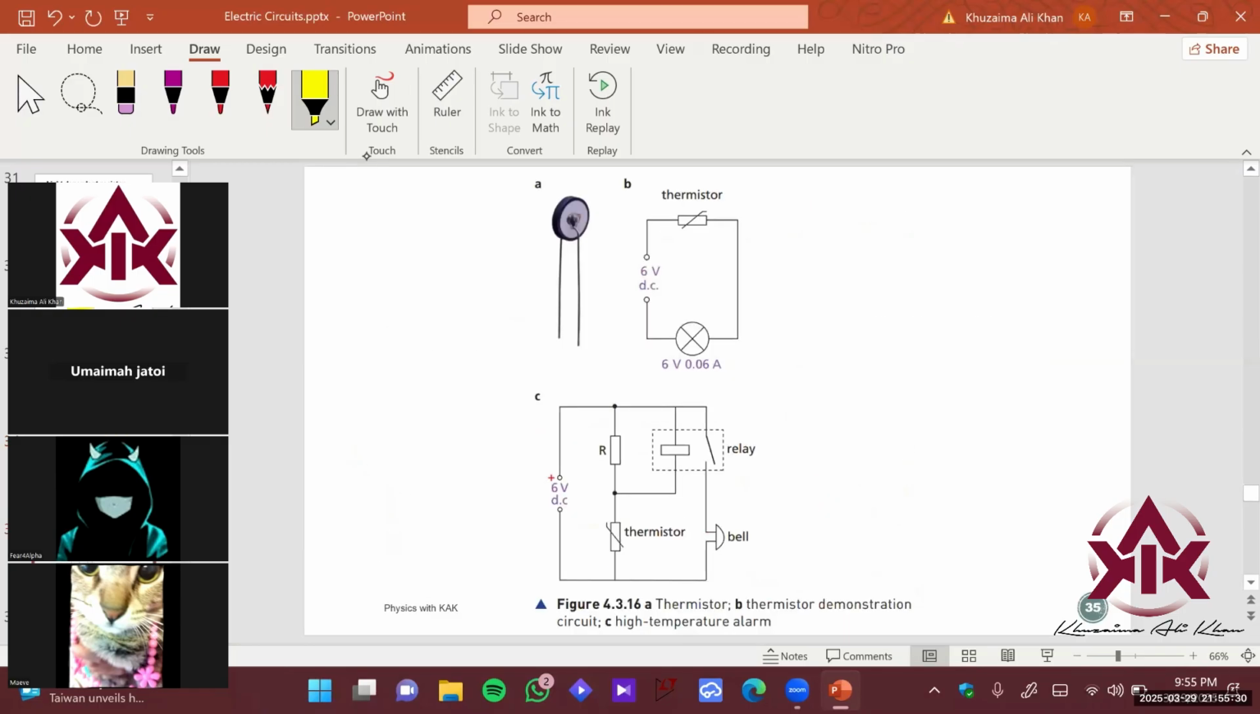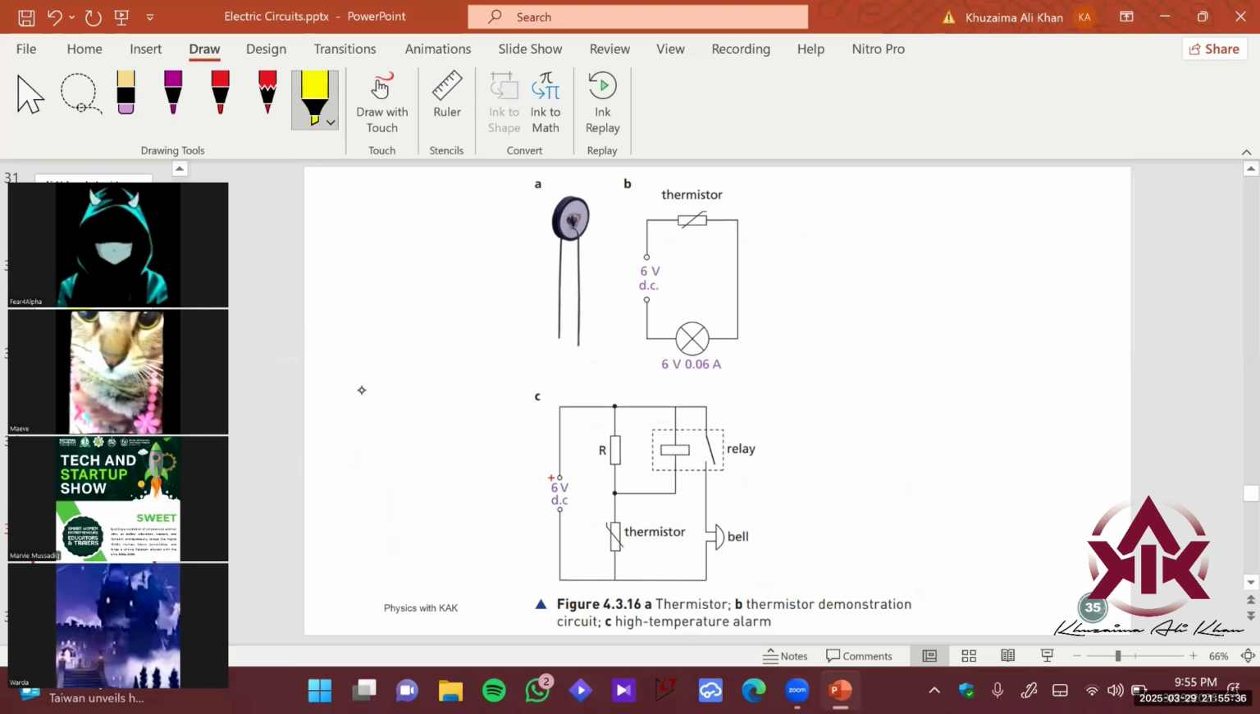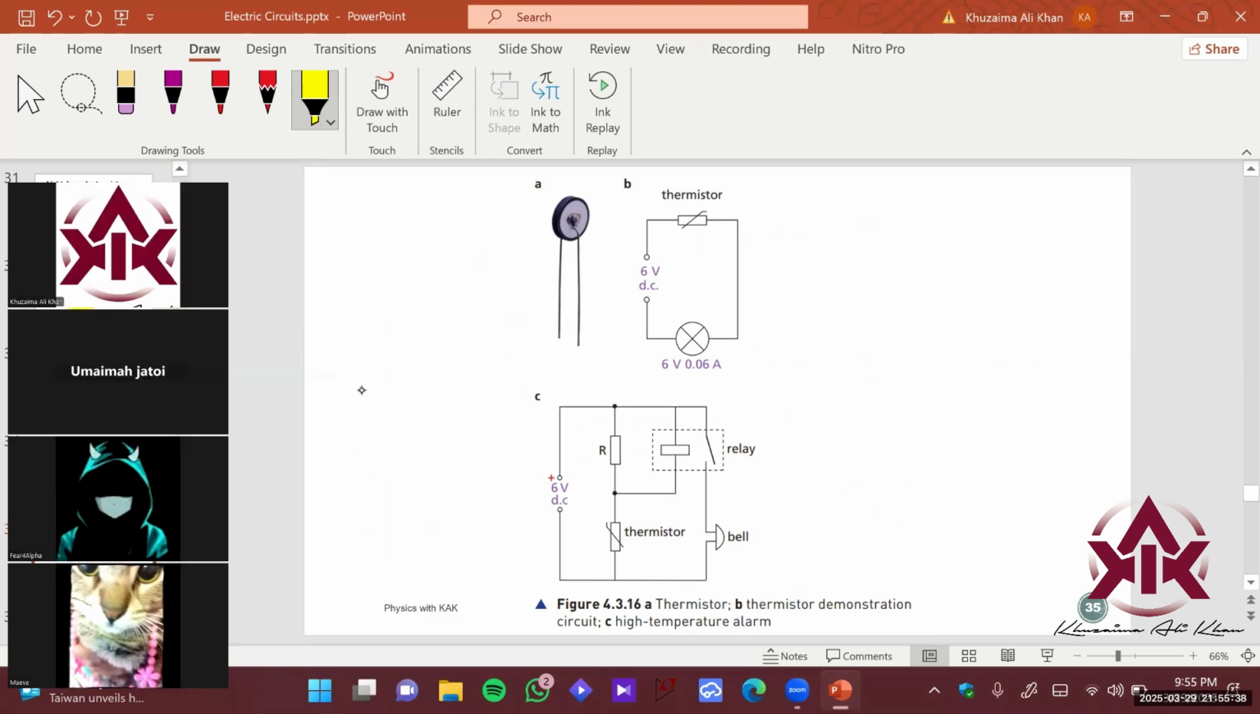We have some hardware demonstration again. How does it look in practical life, and what applications does it have? Following the trend of the LDR, this is the hardware representation, the actual component that is found in the market. This is the thermistor over here, and this is the electrical circuit of the thermistor.